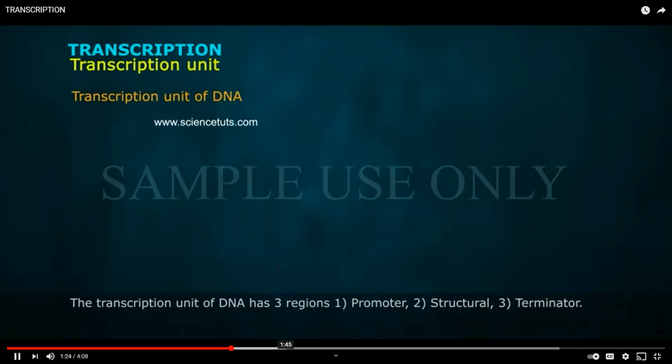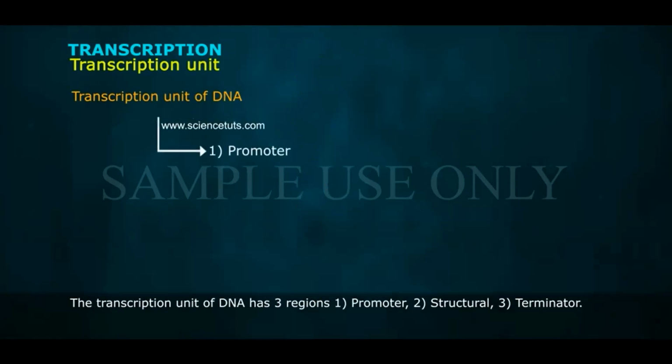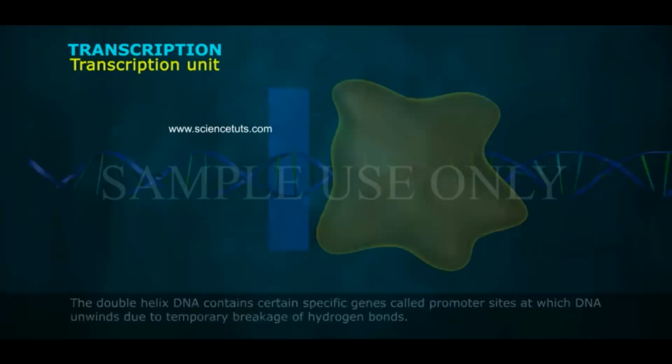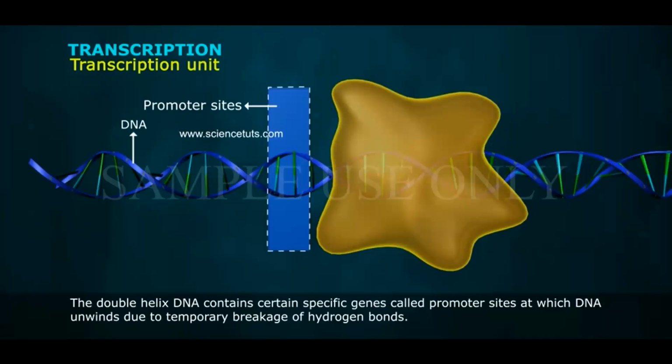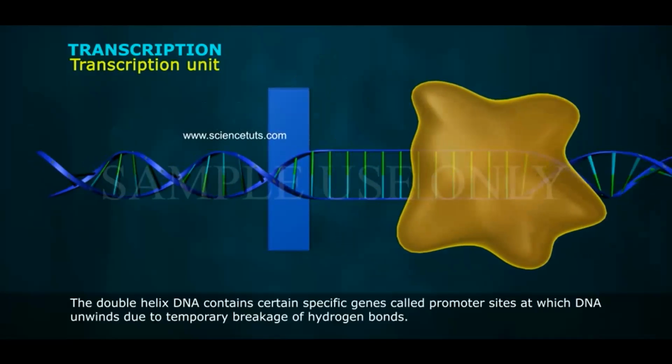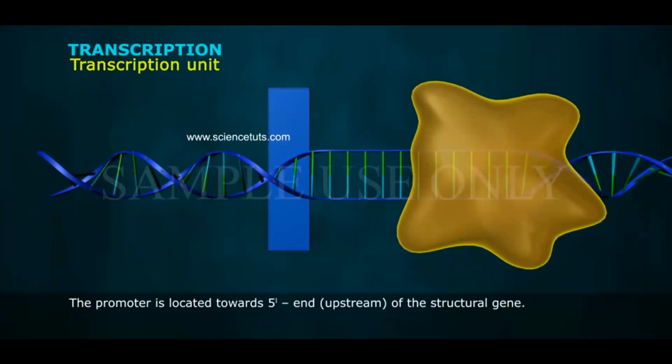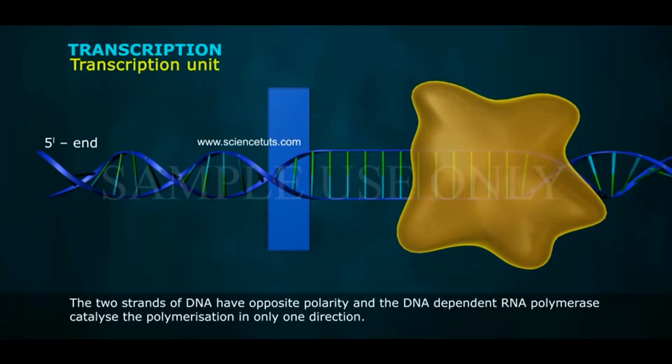The transcription unit of DNA, as I already told you, has three regions: 1. Promoter, 2. Structural gene, 3. Terminator. The double helix DNA contains certain specific sites called promoter sites, at which DNA unwinds due to temporary breakage of hydrogen bonds. The promoter is located towards the 5' end, upstream of the structural gene. The two strands of DNA have opposite polarity, and the DNA-dependent RNA polymerase catalyzes polymerization in only one direction.